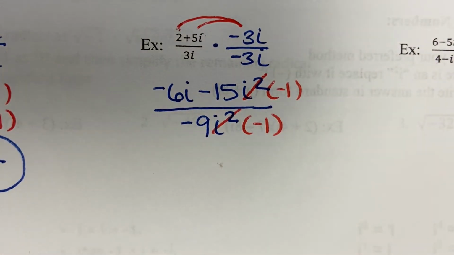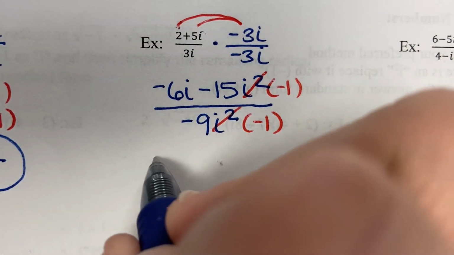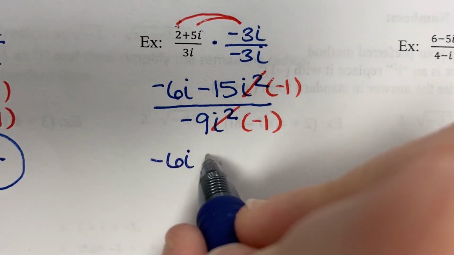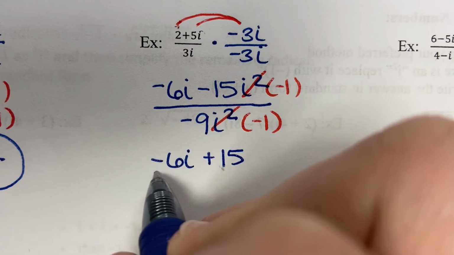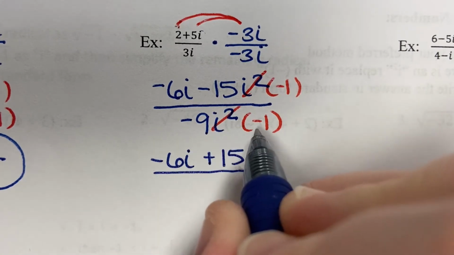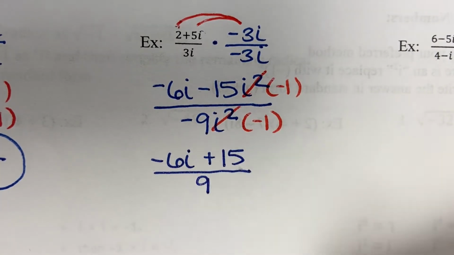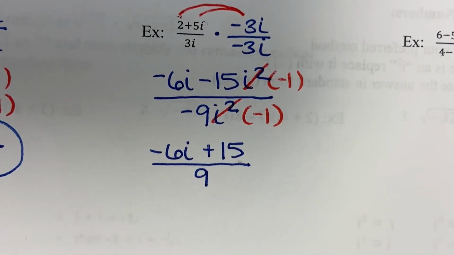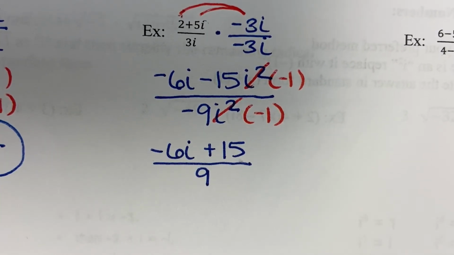All right, so in the numerator, that gives me negative 6i, and then a negative times a negative makes that a positive 15 over negative times a negative makes that a positive 9. Now, there's two things wrong with this answer. Number one, it's not in standard form. Number two, it can be simplified.